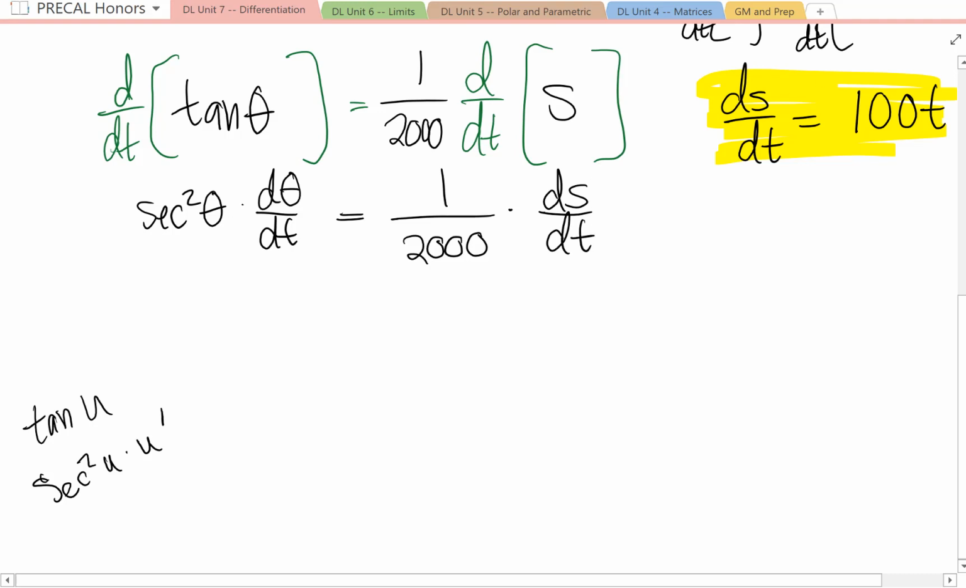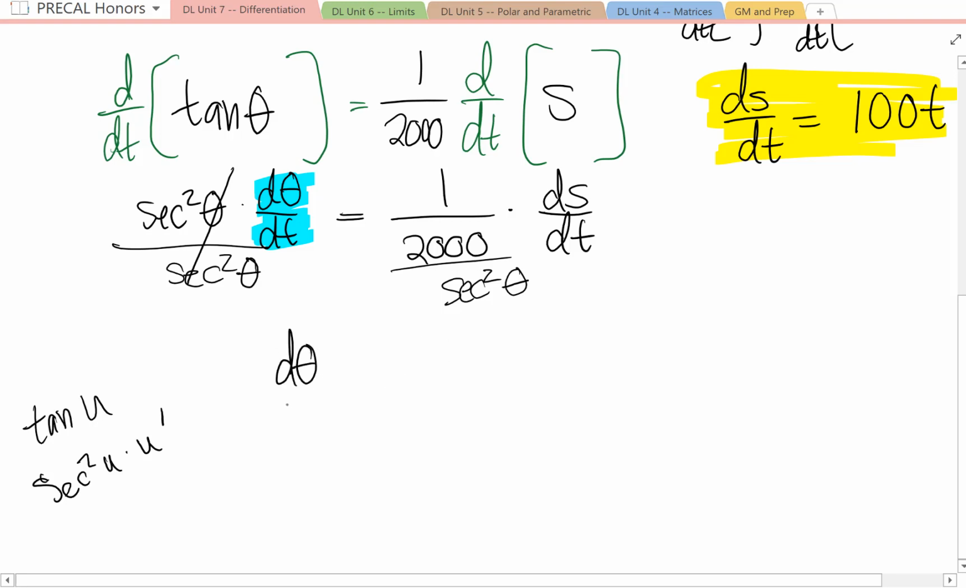We are trying to find d theta dt, so I'm going to solve for that by dividing both sides by secant squared theta. When I divide a side by secant squared theta, it's really just the same as multiplying it by its reciprocal function, right? So I'm going to write it as its reciprocal because I'm more familiar and comfortable with cosine than secant anyways. So this would be cosine squared theta over 2000 multiplied by ds dt.